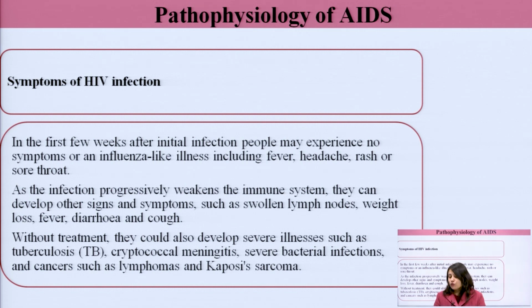The symptoms of HIV infection include: in the first few weeks after initial infection, people may experience no symptoms or only an influenza-like illness, including fever, headache, rash or sore throat. As the infection progressively weakens the immune system, they can develop other signs and symptoms such as swollen lymph nodes, weight loss, fever, diarrhea and cough. Without treatment, they could also develop severe illness such as tuberculosis. These are opportunistic infections: cryptococcal meningitis, severe bacterial infections, and cancers such as lymphomas and Kaposi's sarcomas. So, these are all the symptoms of HIV infection and ultimately AIDS, acquired immunodeficiency syndrome. This is all. Thank you.